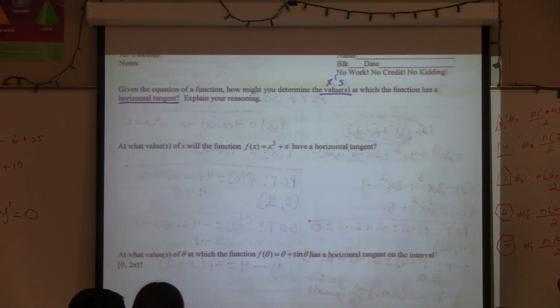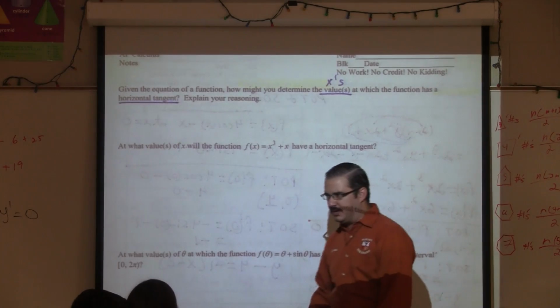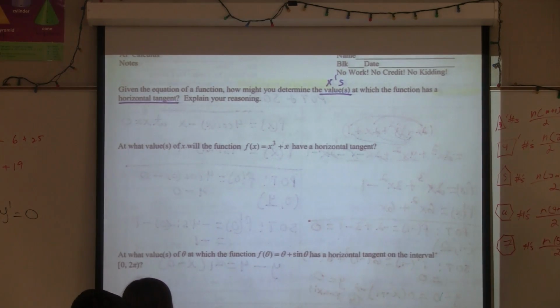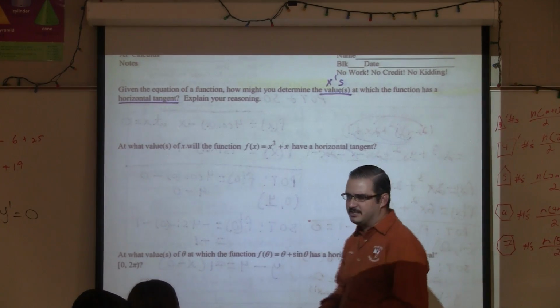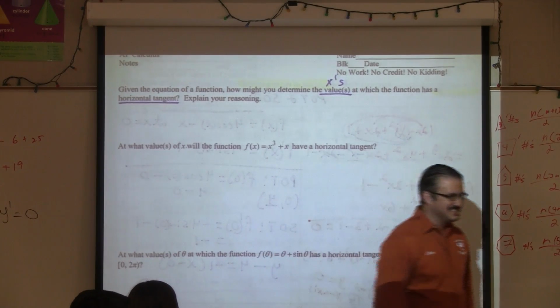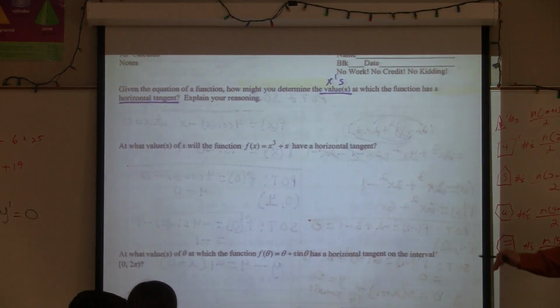There must be a relative minimum or maximum. There could be a relative max or a relative min, but what else has to be true? It has to change from increasing to decreasing or decreasing to increasing. Okay? And the derivative is what? 0. Why is the derivative 0 if I have a horizontal tangent line?